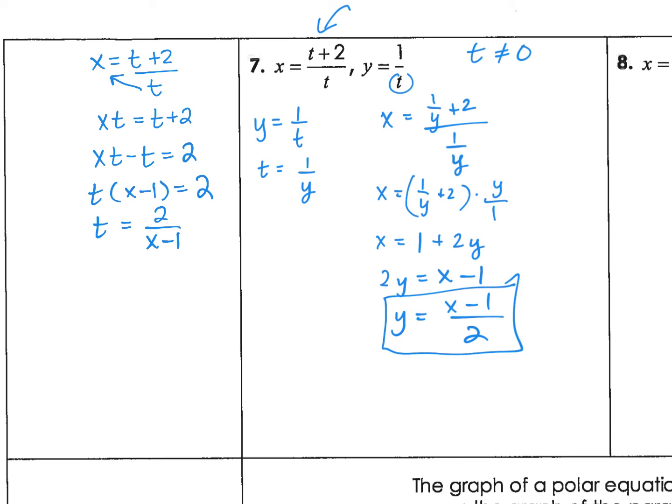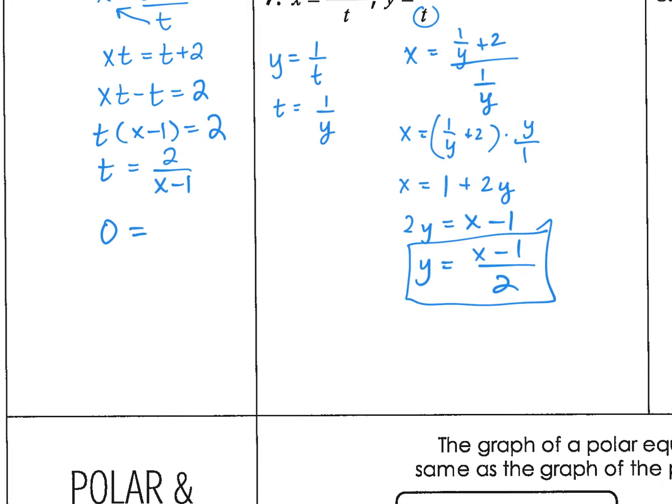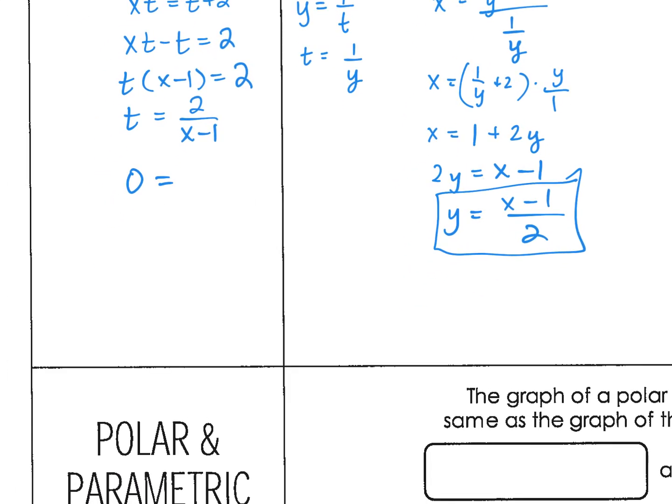Because t can't be what? 0. So what happens if we plug a 0 in right there? Guess what we can find? What will make t go to 0? 2 over x minus 1. What is going to make this guy be undefined? Really, it's not 0. Let's think of it this way. What will make this be undefined?